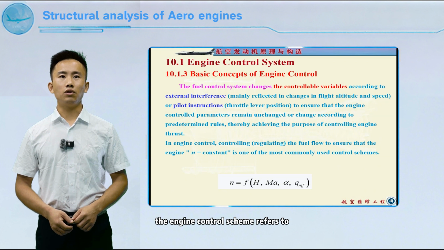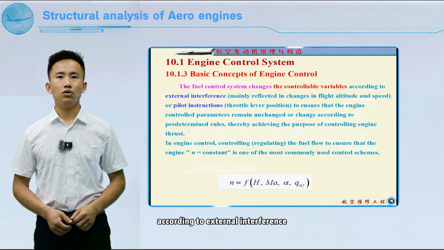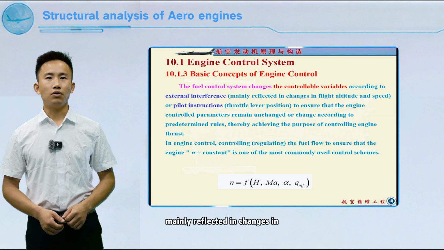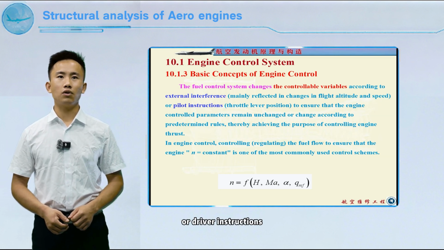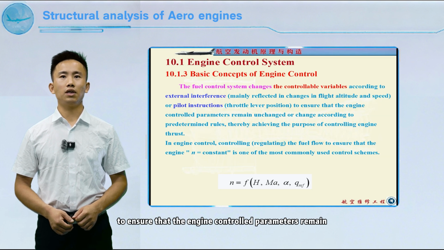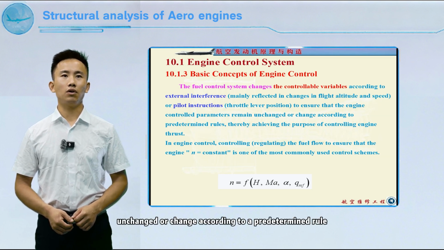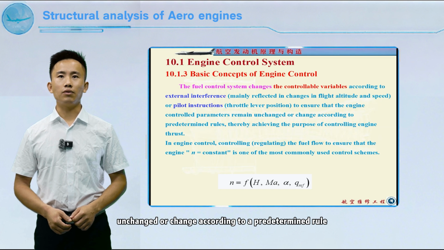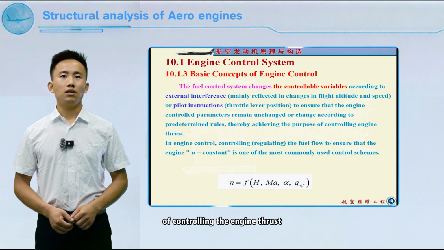The engine control scheme refers to changing the controllable variables according to external interference, mainly reflected in changes in flight altitude and speed or driver instructions, to ensure that the engine-controlled parameters remain unchanged or change according to a predetermined rule, thereby achieving the purpose of controlling the engine thrust.